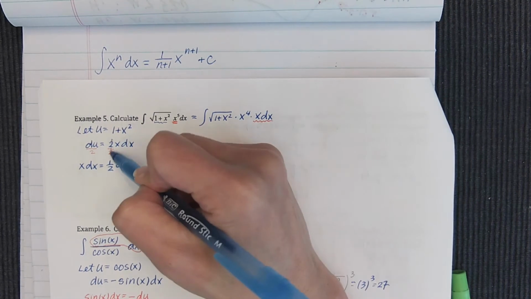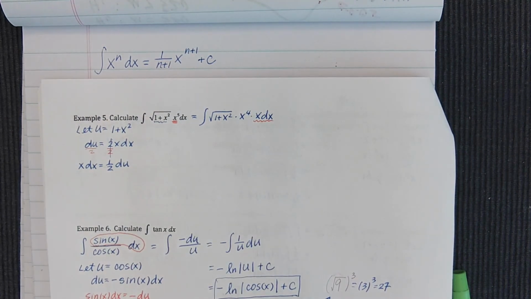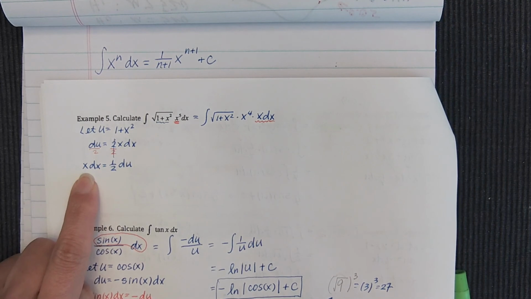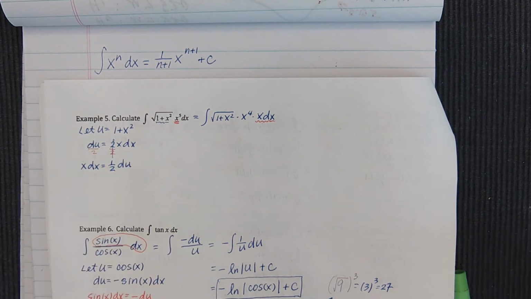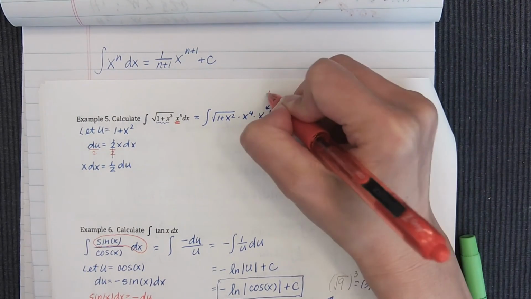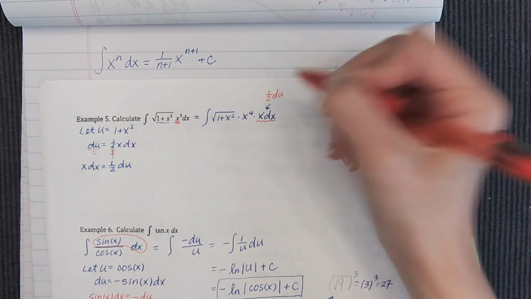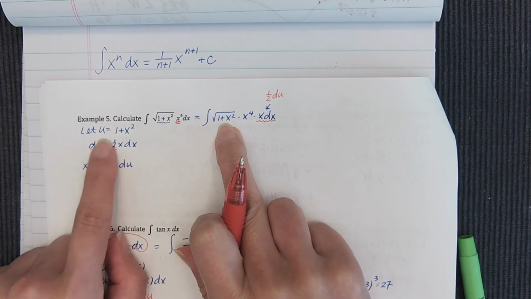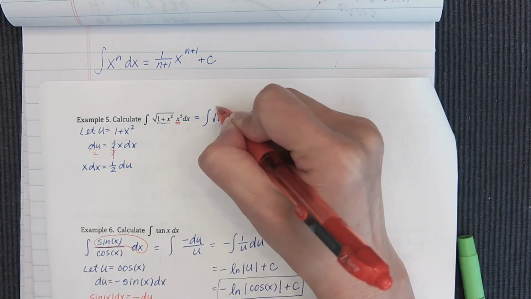So the 2 cancels. Okay, everybody copy, and listen carefully, because the next step starts to get a little more complicated. Because x dx is not too bad, it's 1 over 2 du. Then this other part is just u, the square root of u.